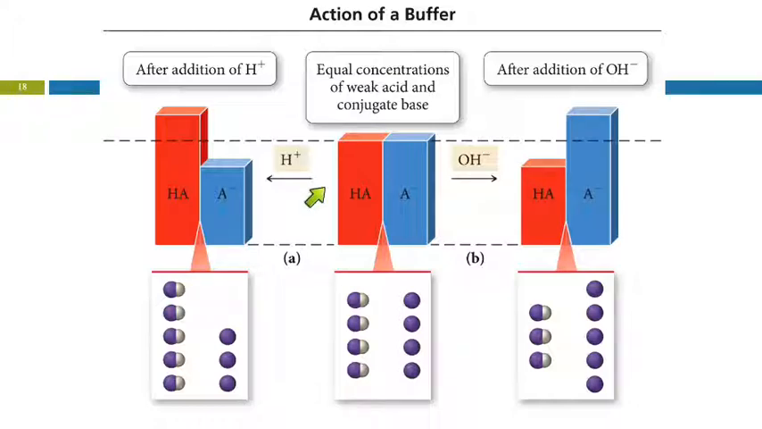So here we have our starting situation where we have equal concentrations of the weak acid and the conjugate base. If we add hydrogen ion to this, if we add strong acid to this, the acid reacts with the conjugate base. So we'll have less conjugate base and more of the weak acid. If we add hydroxide to our buffer, it's going to react with the weak acid and cause an increase in the amount of the conjugate base. Does that make sense?